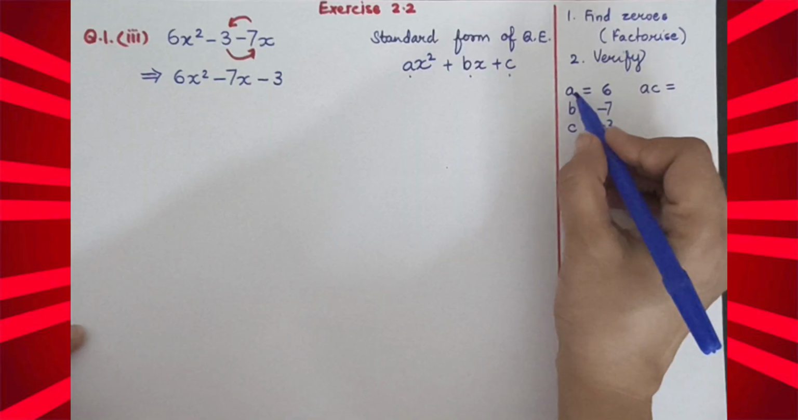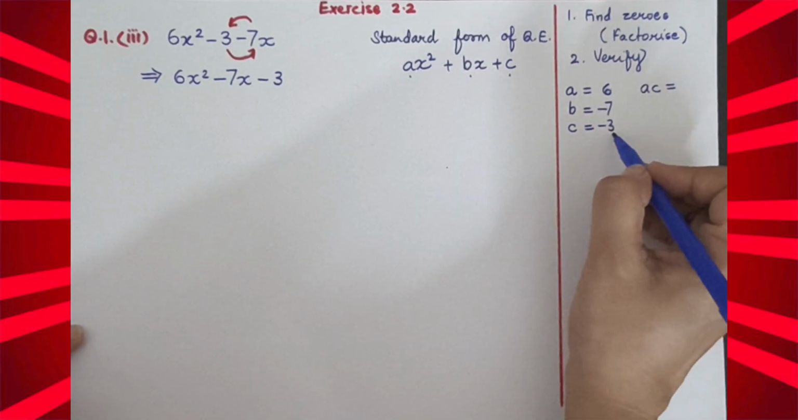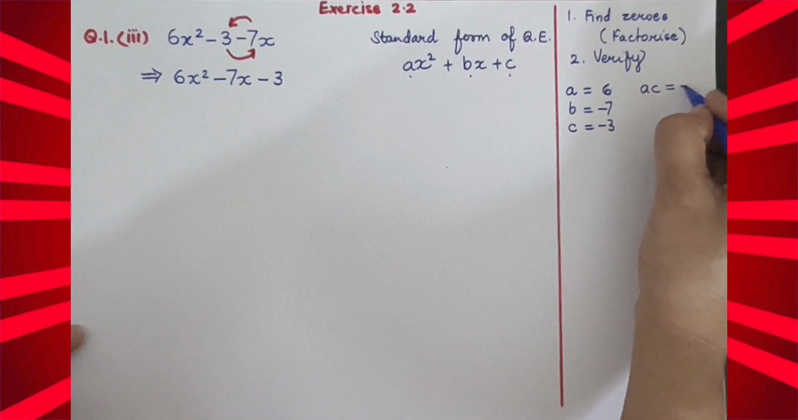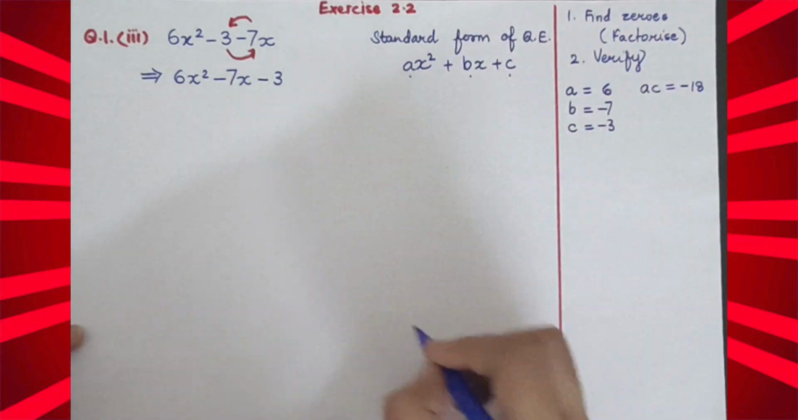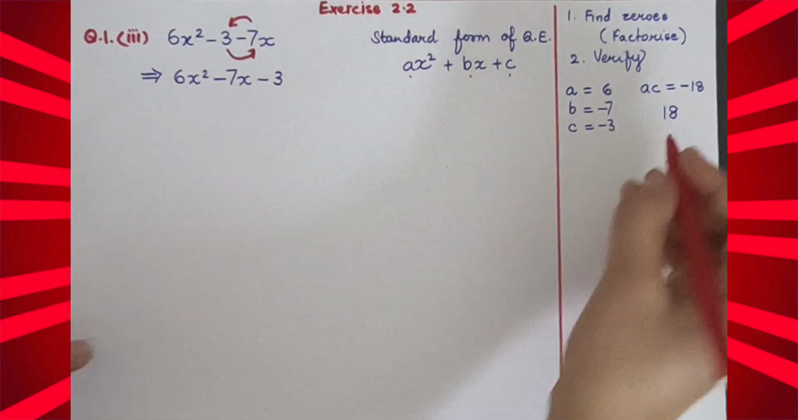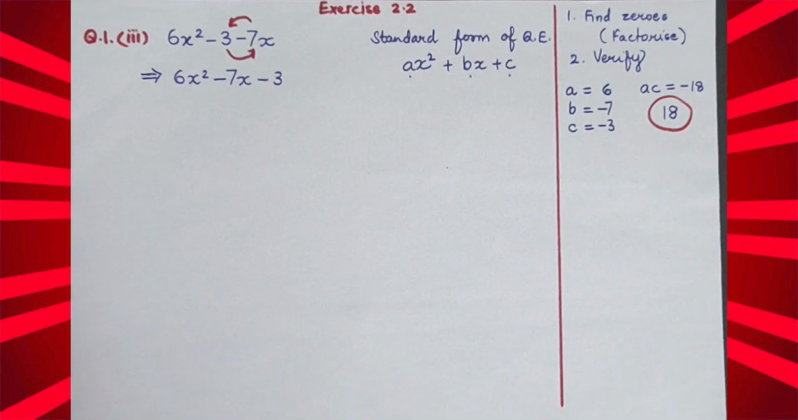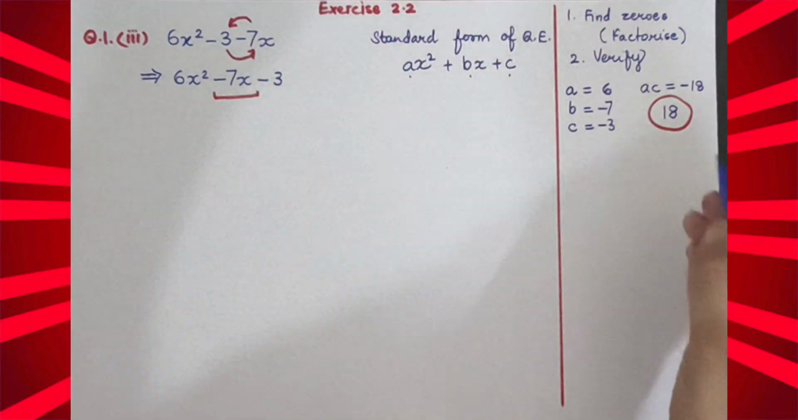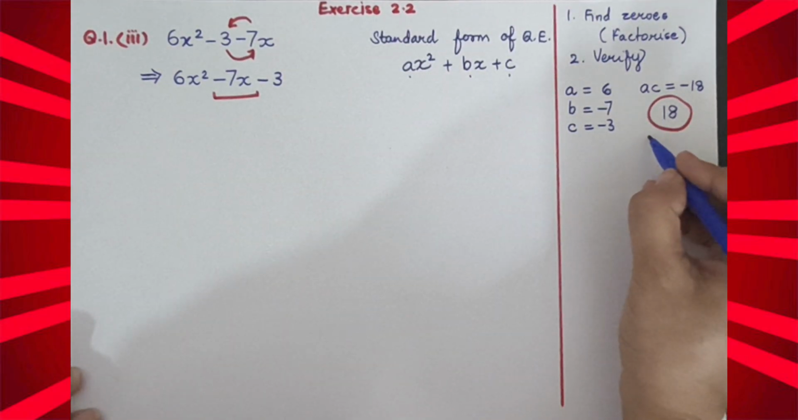Now to factorize, first we multiply a and c. So a is 6 and c is minus 3, so we get minus 18. Now 18 is the number which we are going to use to split the middle term. The middle term is minus 7x, so we have to find two terms from which we get minus 7.